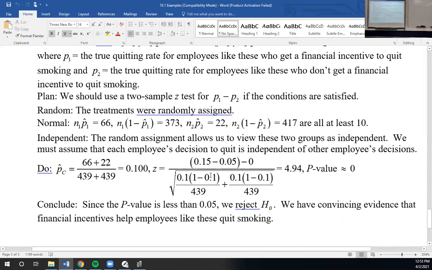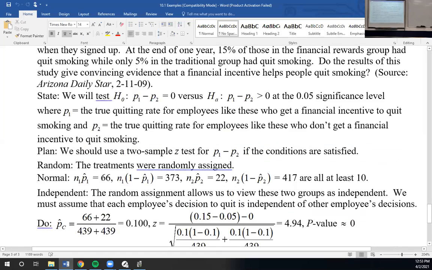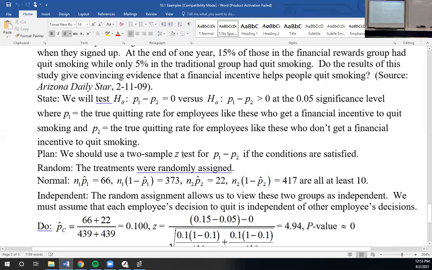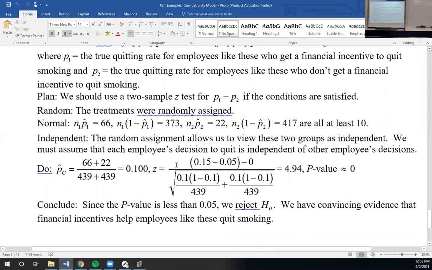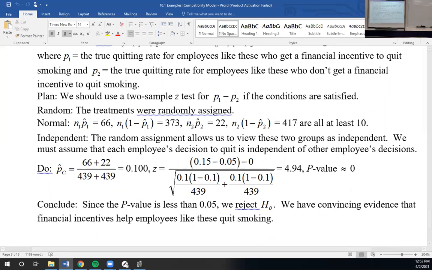So the main thing to check here is your z-score. Again, it gets that pooled proportion by saying, well, if they're the same, we can treat this as one big sample of 878, and out of those 878, there were a total of 88 that quit smoking. So that was where we got our basically 0.1 for. Again, we checked n times p and n times 1 minus p in both samples. And there's our z-score, rejecting the null hypothesis because the p-value is less than our alpha level.